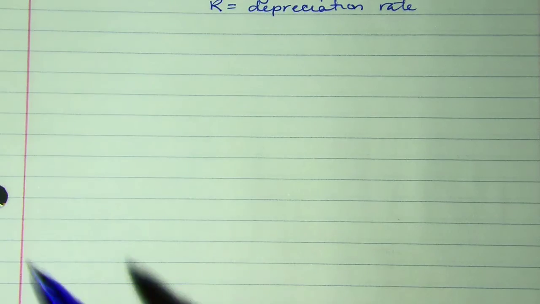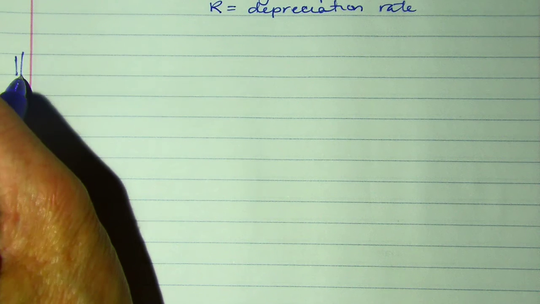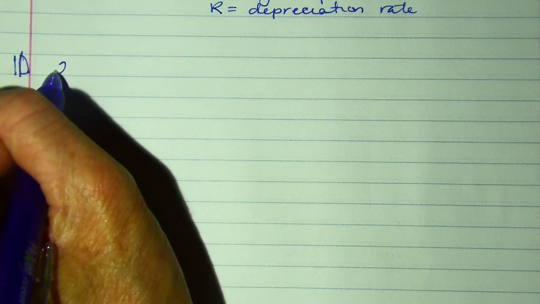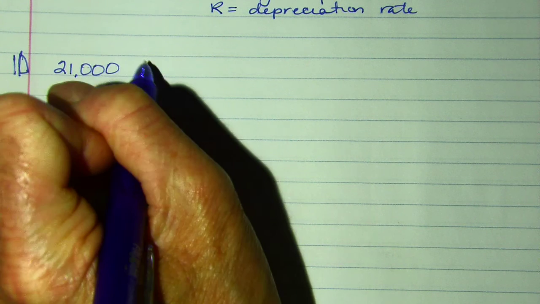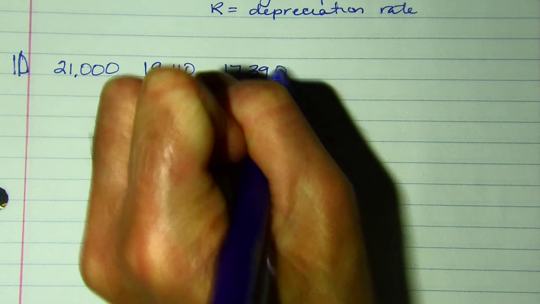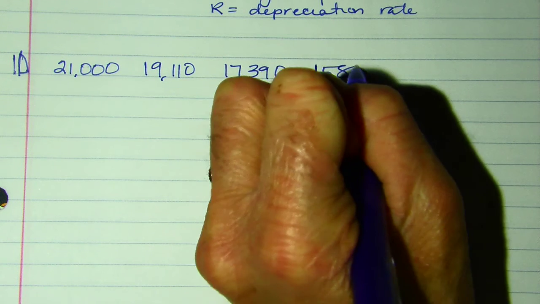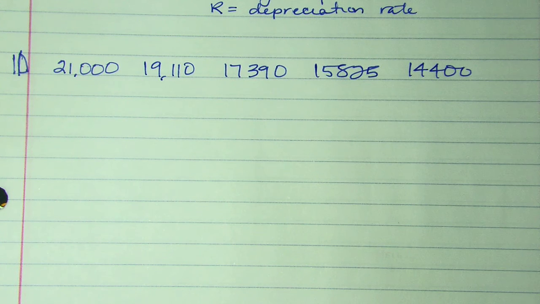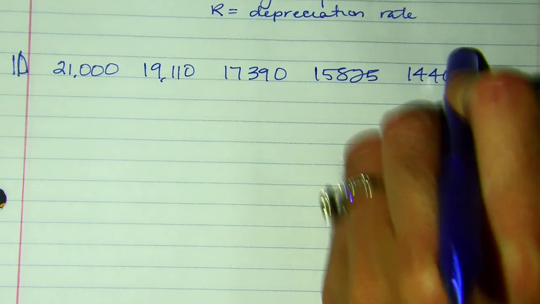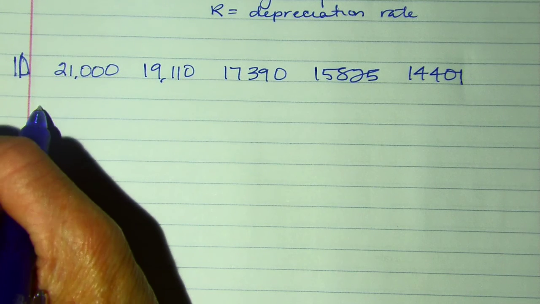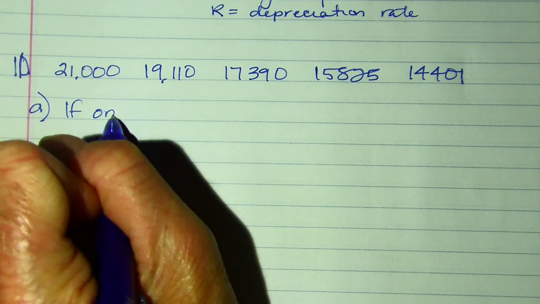Next, I'm going to skip number 10, and I'm going to do the next one on paper. So number 11, or actually this would be number 10. Here are the values of this car. Hopefully I wrote that correctly. 14,401. Sorry.